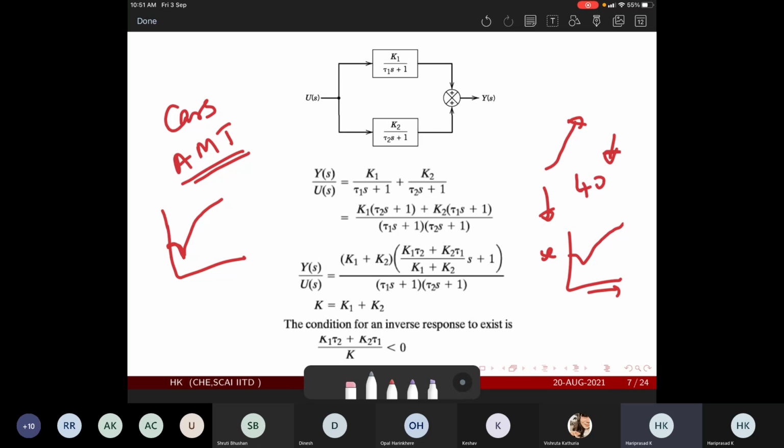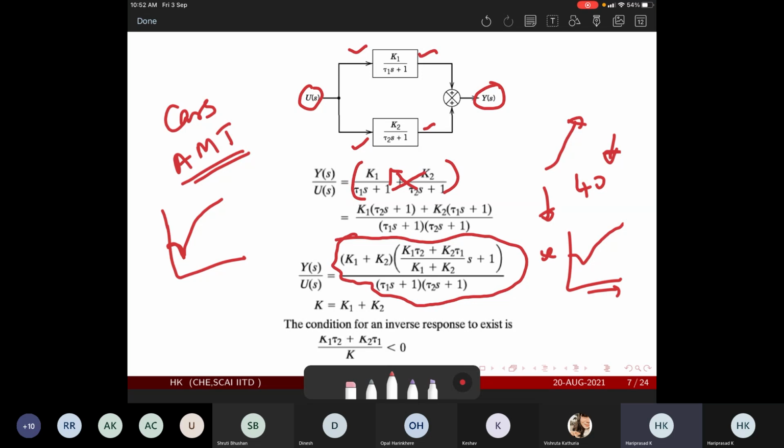Okay, so let's consider a system having two transfer functions in parallel, k1 by tau s plus 1 and k2 by tau s plus 1, between input and output. Y(s) by U(s) would be the summation of these two transfer functions, since U(s) is multiplied by each. When you take the common denominator, you eventually end up with a very nice form of this particular structure. And what is that bringing?